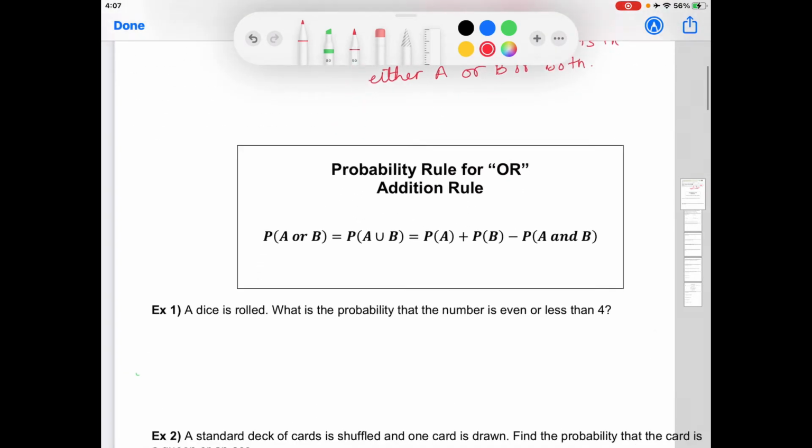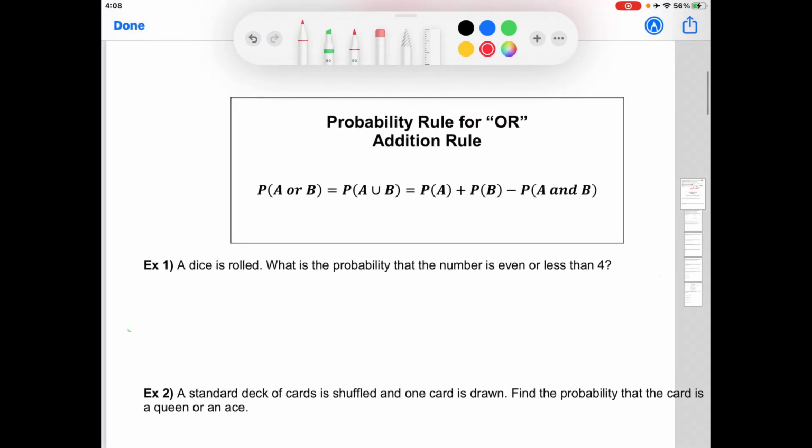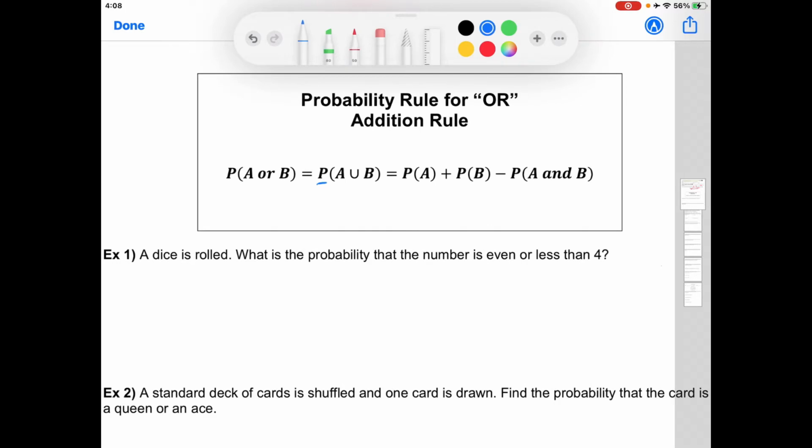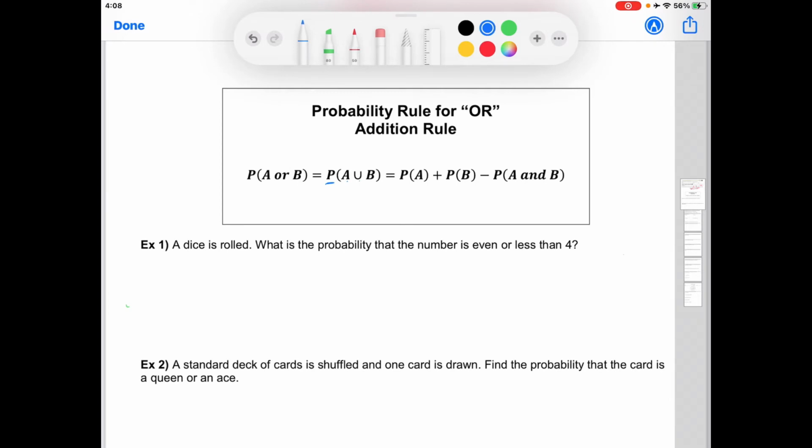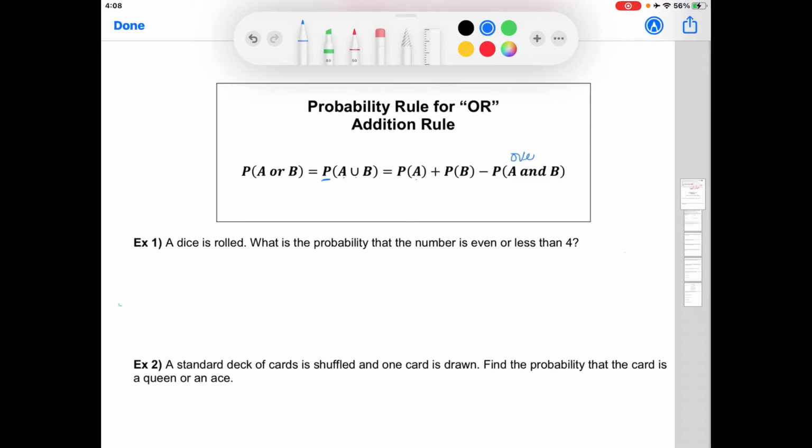Okay, probability rule for or, addition rule. You have to memorize this, guys. You must know this. How do we read this? The P stands for probability, okay? Probability of A or B. So you'll always be asked about two things or two events happening. So what is it? It's probability of event A plus the probability of event B minus the probability of A and B, which has to do with your overlaps. And if I was to use the symbol, it would be probability of A and B. That's how I write it, right?